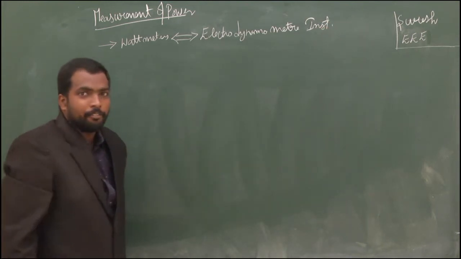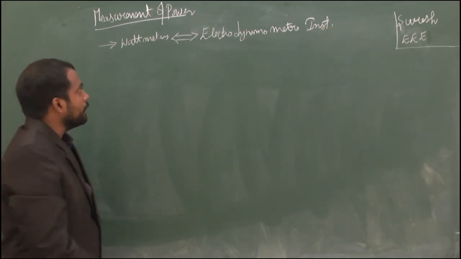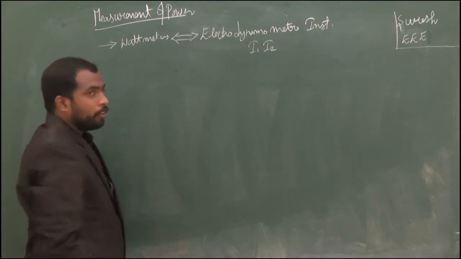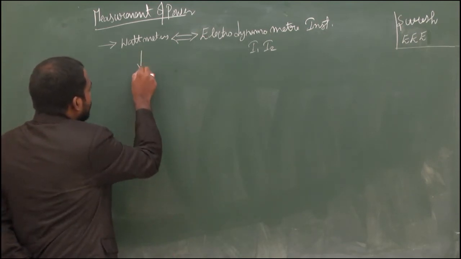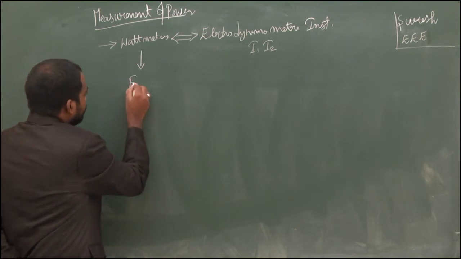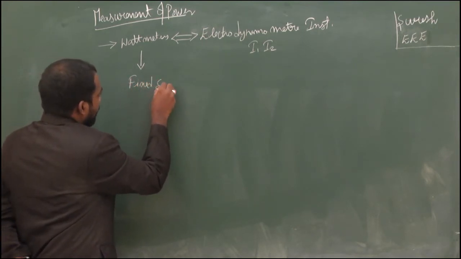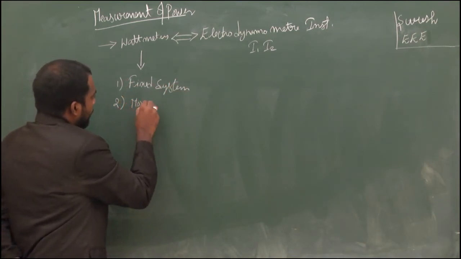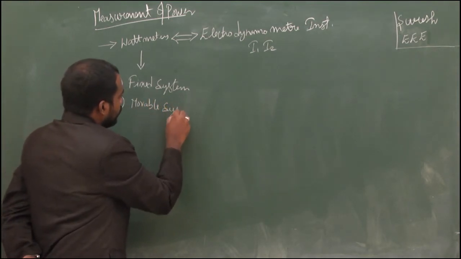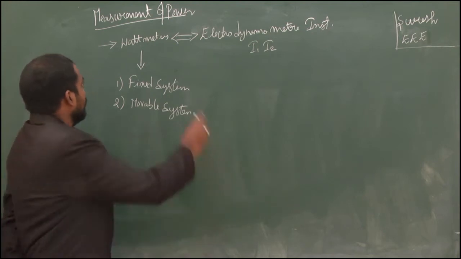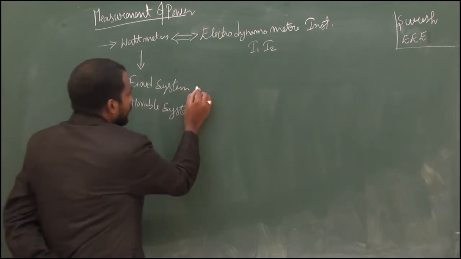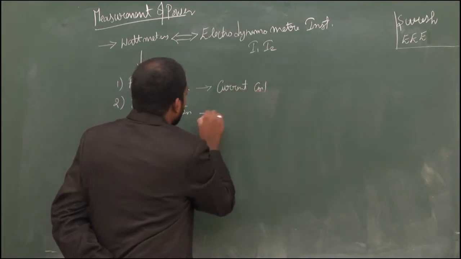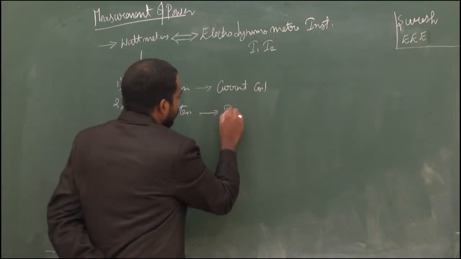In the case of an electrodynamometer type instrument, we considered two currents I1 and I2. In a similar way, in the case of a wattmeter, we will consider two systems: a fixed system and a movable system. In a wattmeter, the fixed system is the current coil, and the movable system is the pressure coil or voltage coil.